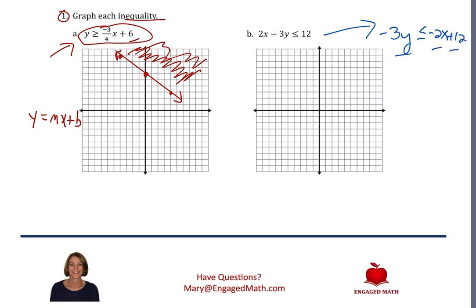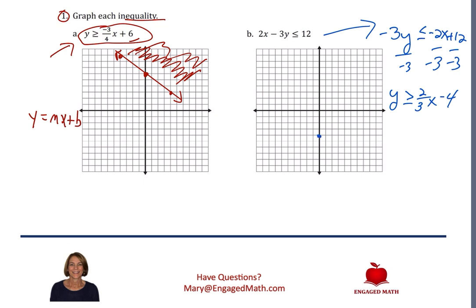Now we divide everything through by negative 3, remembering that when it's an inequality and we divide by a negative, the sign is going to flip. So we have y is greater than or equal to 2/3 x minus 4. Okay, now I simply have to go to negative 4 on my y-axis. 1, 2, 3, 4 down.